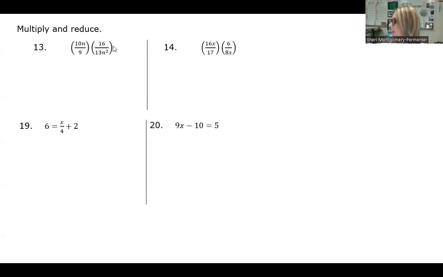So we've got 10 times 16. And there's an n, so the n is still there. And then we have 9 times 13. You might have to type that one into the calculator. You might not be able to do that in your head. So 160 and 117, those are not really numbers that reduce, but you have n over n squared.